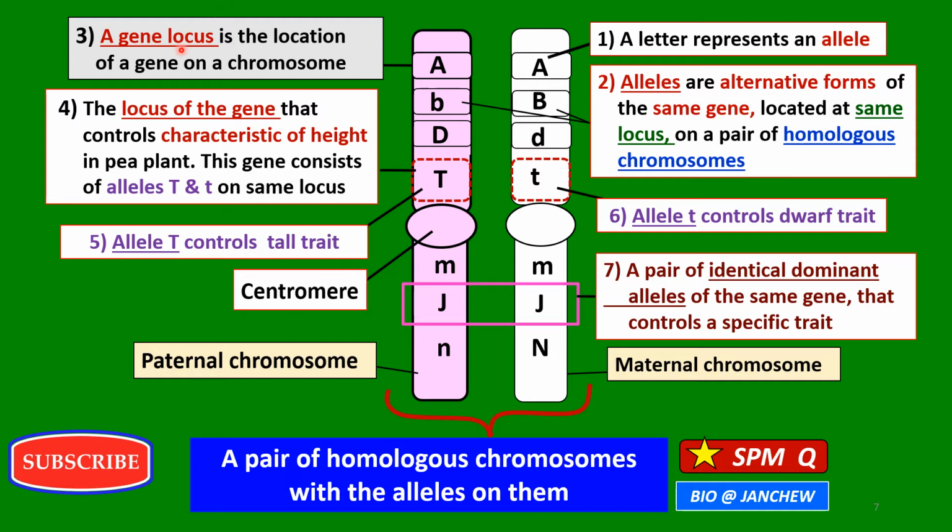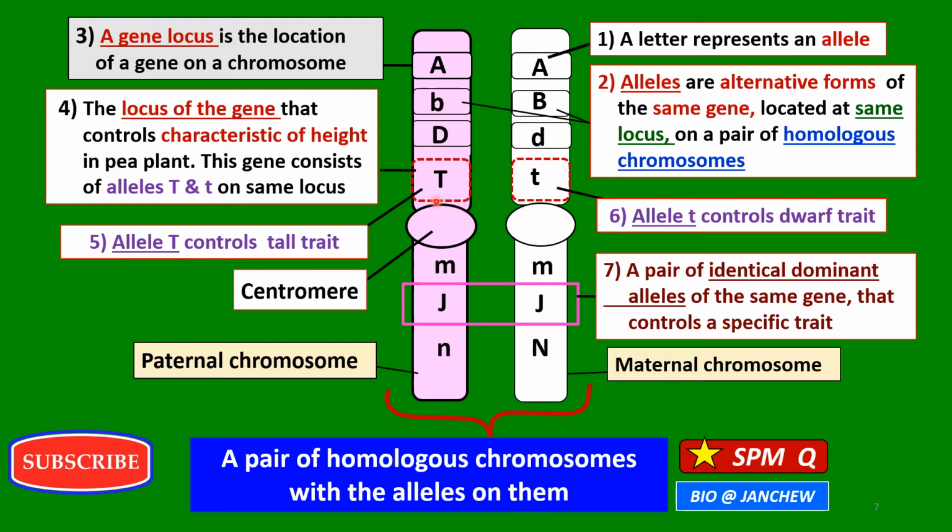Now, what about gene locus? The gene locus, for example, here is a gene locus for the allele big A. So this gene locus is the location of a gene on a chromosome, or the position of a gene, and this location is very specific for each gene, right? For example, the locus of the gene that controls the characteristic of height in pea plant is here, just above the centromere. So we say that this gene controls the characteristic of height here.